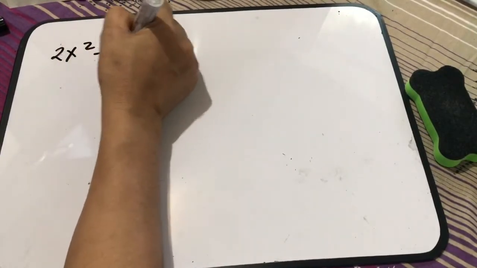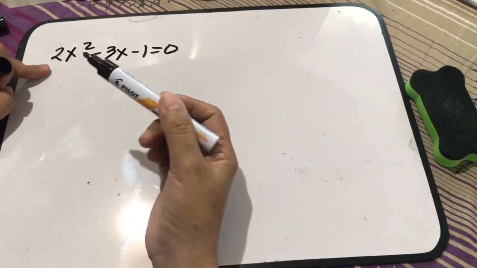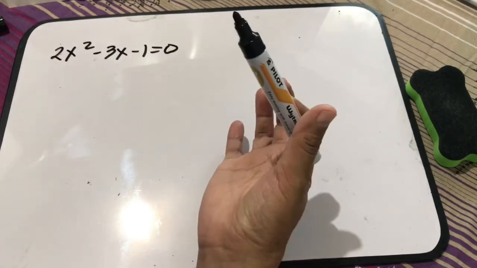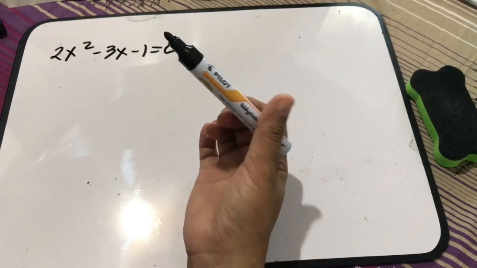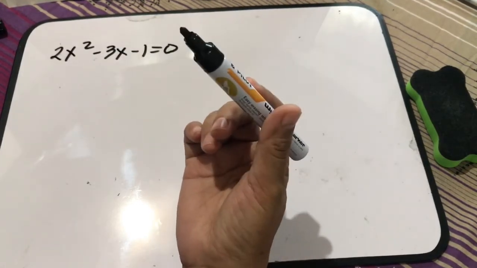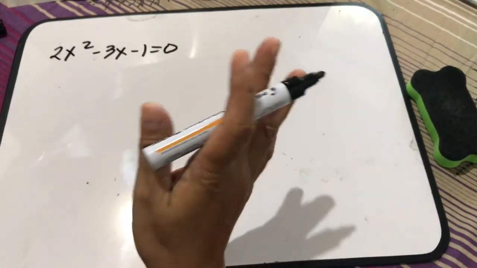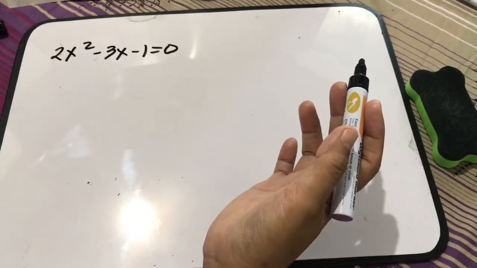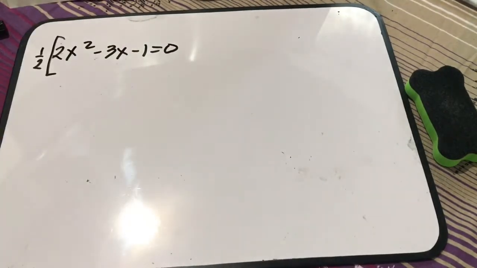So, let's say, for example, 2x squared minus 3x minus 1 is equal to 0. Again, look at the leading coefficient. The coefficient of the second degree term is not equal to 1. So, in this example, we will be using the multiplication property. We will multiply the equation by 1/2.